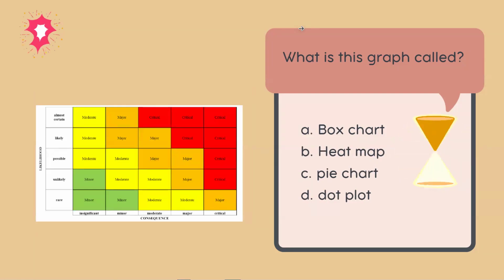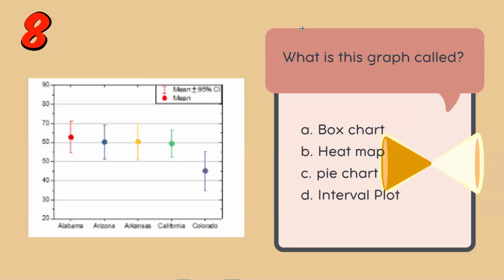And what is this graph called? This graph is called a heat map, right? Where you can have the factors and then the factors are identified with the colors. So it's called a heat map.